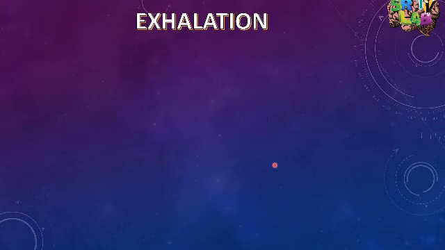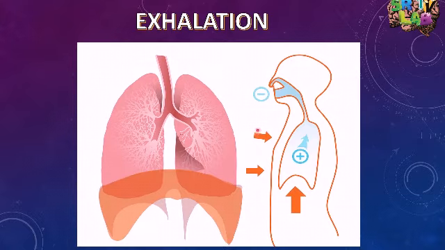So guys, this is exhalation. During exhalation, the ribs or the thoracic cage size decreases and the diaphragm moves upward. We are going to see it in a bit. And then air moves out of the lungs to the outside environment. Let's see in details what happens during exhalation.